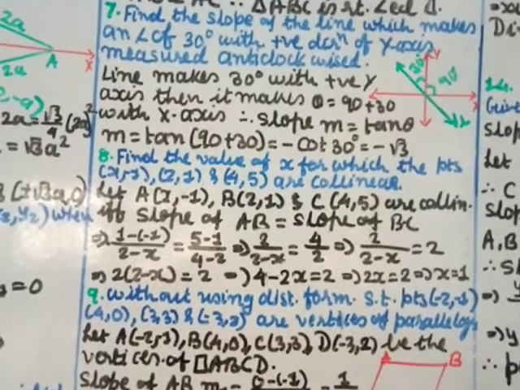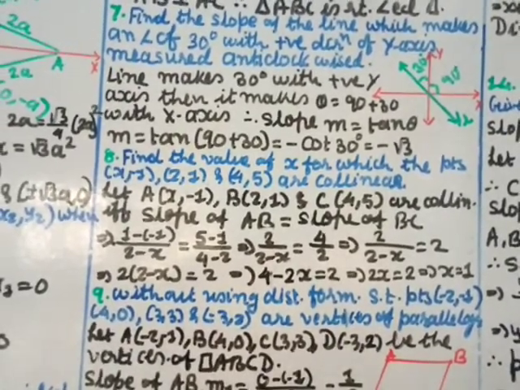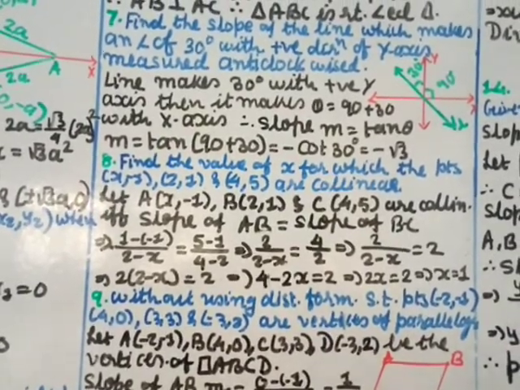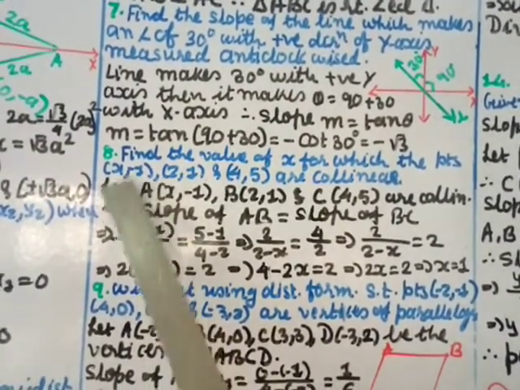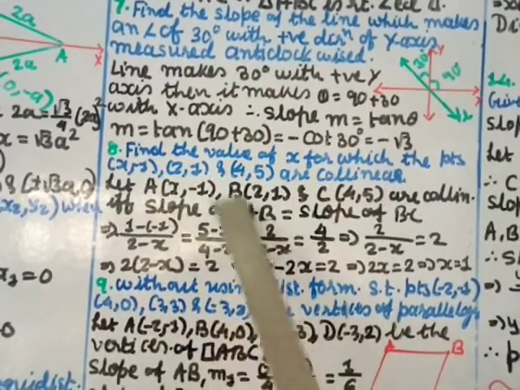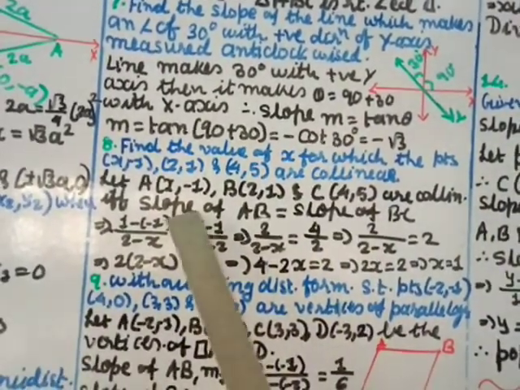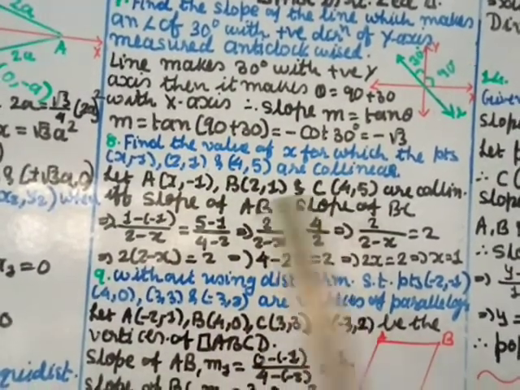Okay, the slope of the line passing through two points and the slope of the line passing through the other two points, that is, slope of AB equals slope of BC. So I call these A(x, -1), B(2, 1), and C(4, 5). They are collinear if and only if slope of AB equals slope of BC.